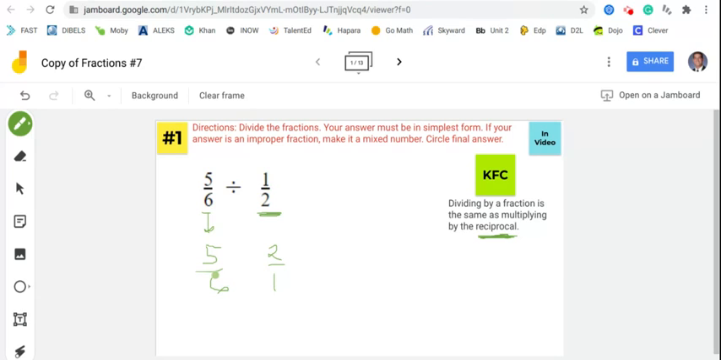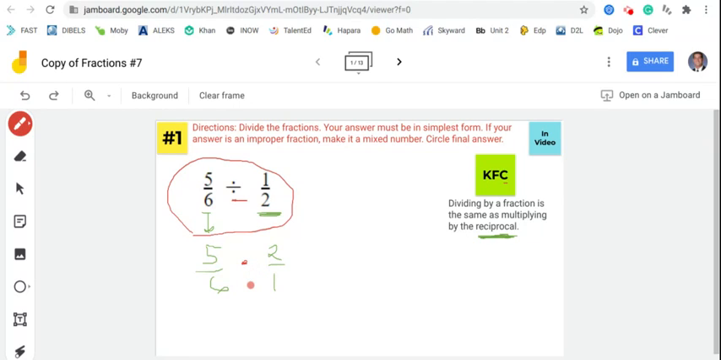Okay, so I kept the first fraction, I flipped the second fraction, and the final step of KFC, I keep, I flip, and then I see, I change. I change from division to multiplication. Now I'm going to use a dot to symbolize multiplication. Okay, so 5/6 divided by 1/2, that is the same thing as 5/6 times 2. Those are saying the exact same thing because dividing by a fraction is the same thing as multiplying by its reciprocal. Okay, now that I've changed it to a multiplication problem, I just multiply as normal.